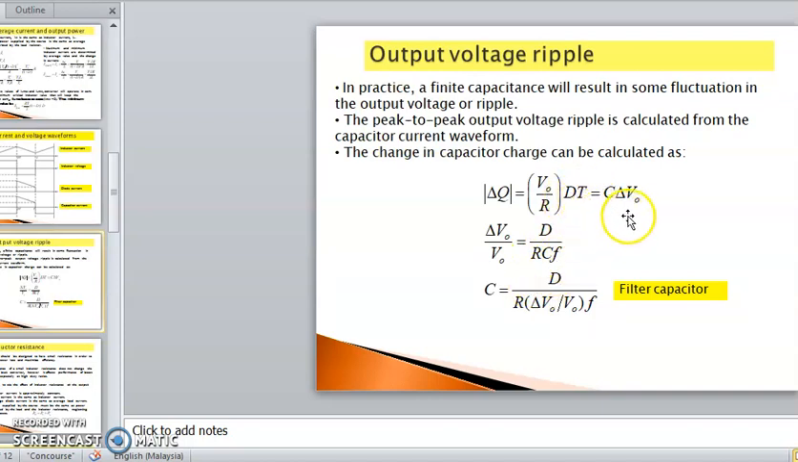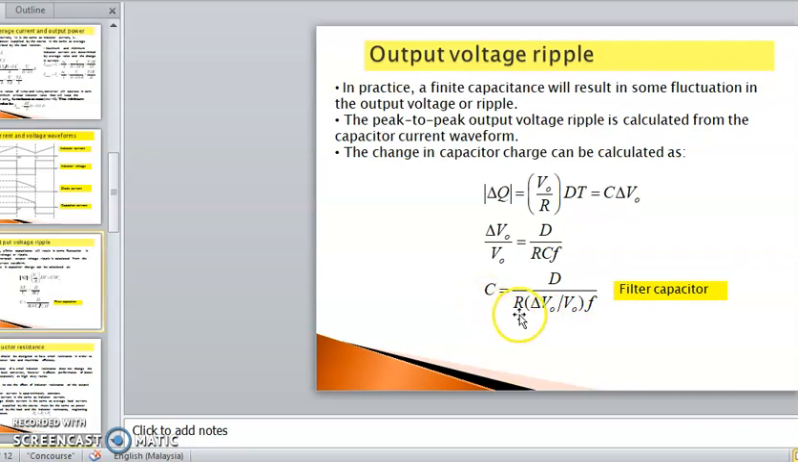T is equal to 1 over F. 1 over F is equal to T. So 1 over frequency is equal to our duration of period. So we rearrange if we want to see how much capacitor value we need for the ripple that we require. So it means the amount of ripple that we require over the average output voltage. So this is the value of the formula: C is equal to D over R times the voltage ripple divided by the output voltage value, times F.